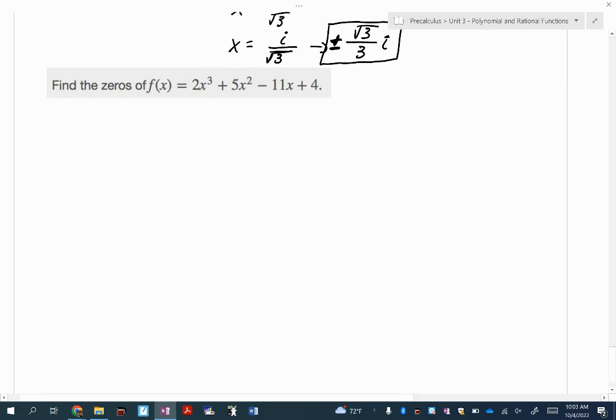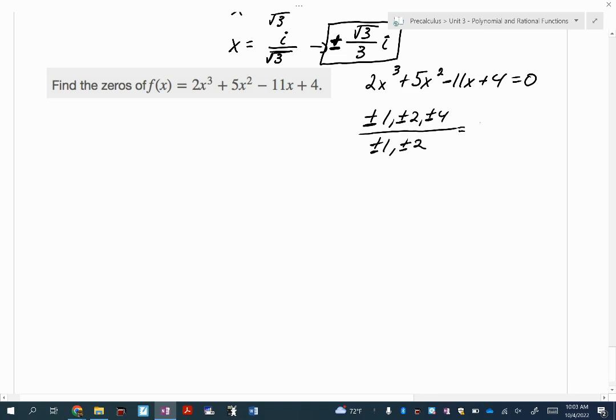Unfortunately, if I try to factor by grouping here, if I write 2x cubed plus 5x squared minus 11x plus 4, I'm not going to be able to factor by grouping. So what I'm going to do instead is do my rational zeros, which is plus or minus factors of the constant, so 1, 2, and 4, all over factors of the leading coefficient to give me plus or minus 1, plus or minus 2, plus or minus 4, and then plus or minus 1/2. All right, so let's try number 1. And let's put 2, 5, -11, and 4.